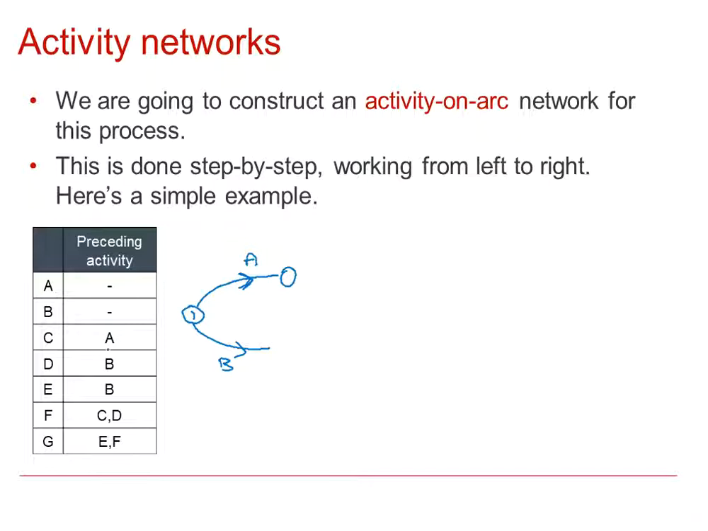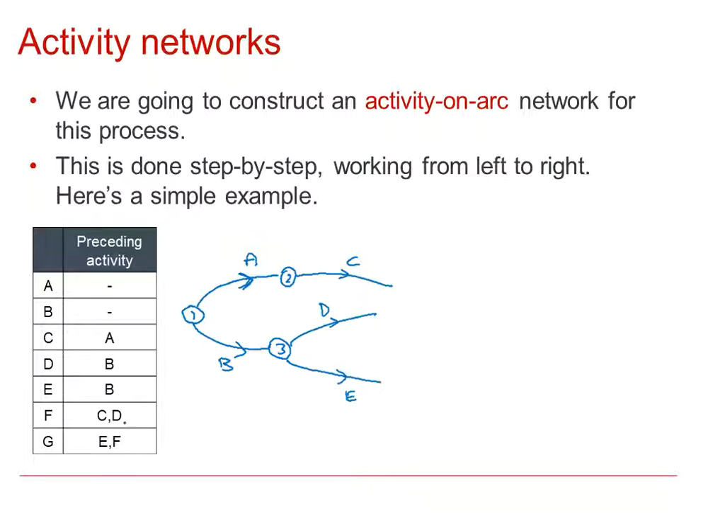C, however, can only begin after A has finished. So this is the event when A finishes here. That's my second node, and that is when C can follow. D has to follow B. E also has to follow B. So I have my third node at the end of B, and once B is finished, that's when I can start D, and I can start E.